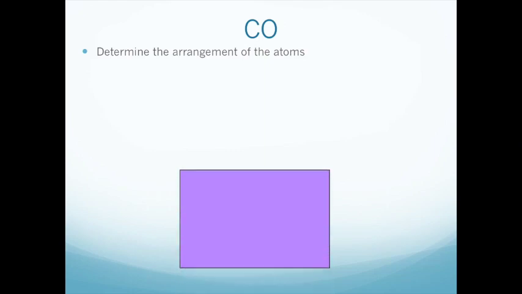Now, carbon monoxide, or CO. This one seems like it would be pretty simple. We determine the arrangement of the atoms. There really is only one arrangement for the atoms because it's only 2 atoms. And we know that carbon has 4 electrons because it's in group 4, and we know that oxygen has 6 electrons because it is in group 6, which means that the total number of valence electrons is 10.